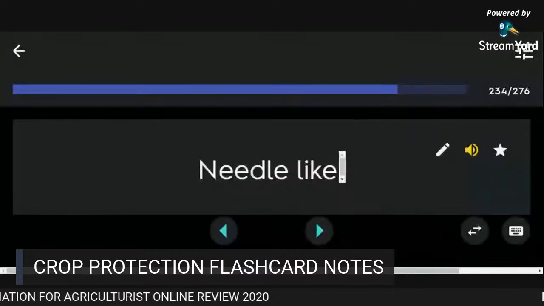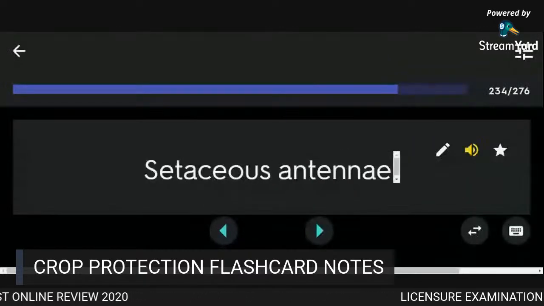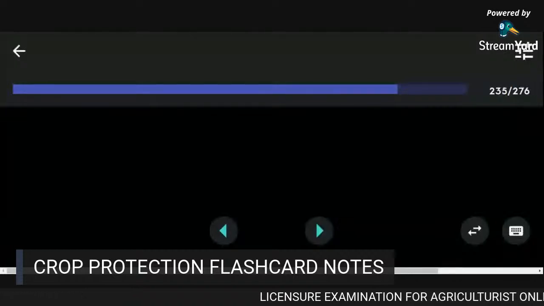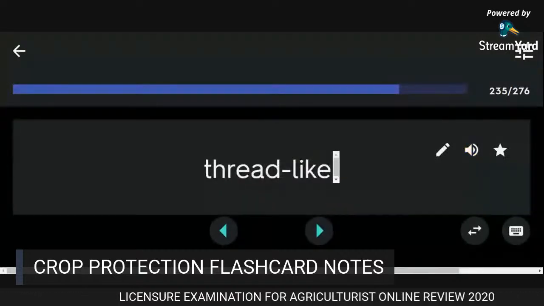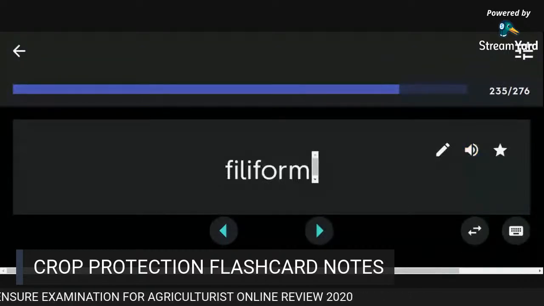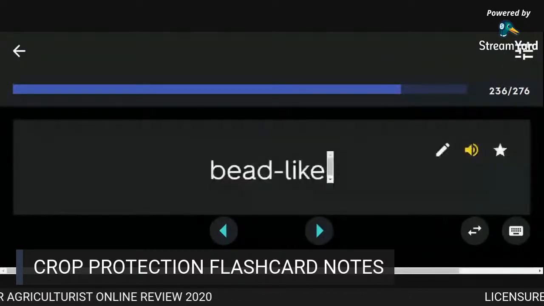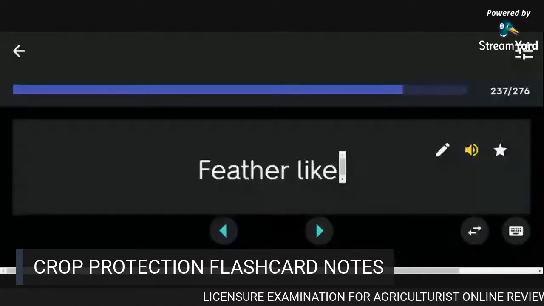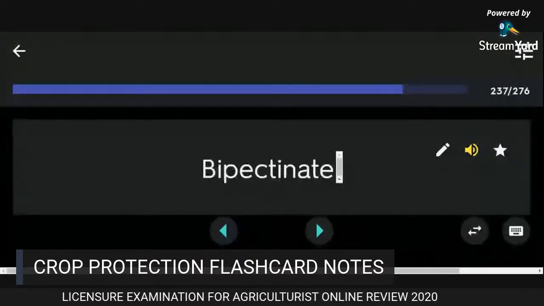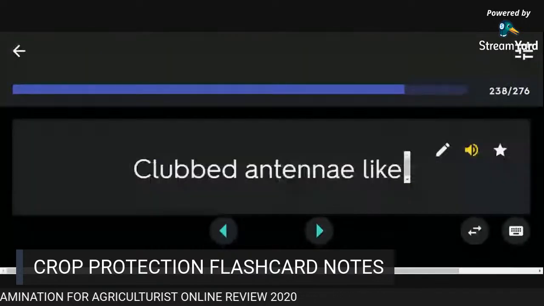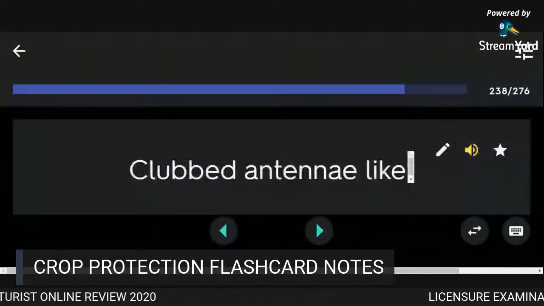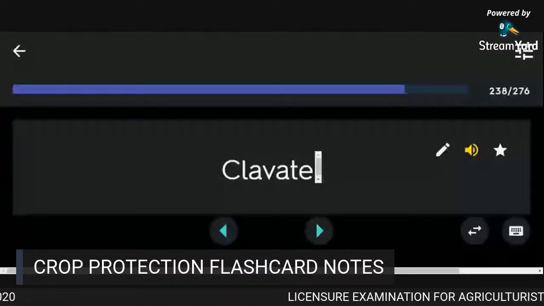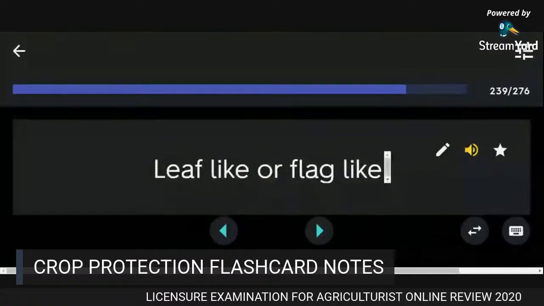Needle-like: setaceous antennae. Thread-like: filiform. Bead-like: moniliform antennae. Feather-like: bipectinate. Clubbed antennae: clavate. Leaf-like or flag-like: lamellate.